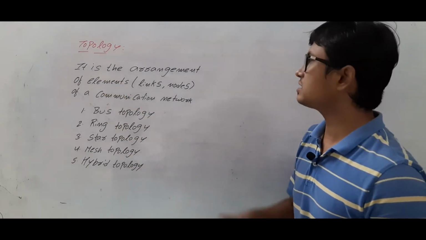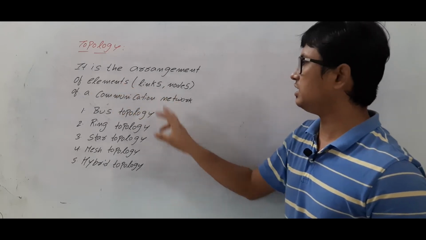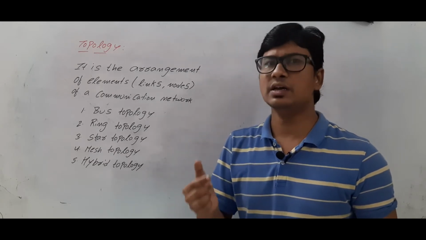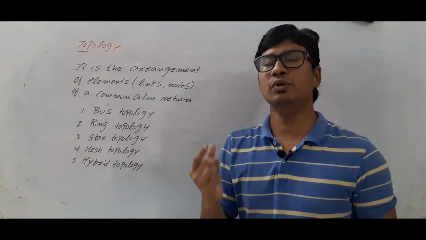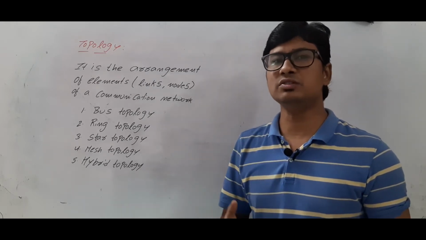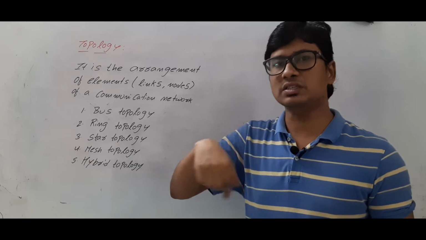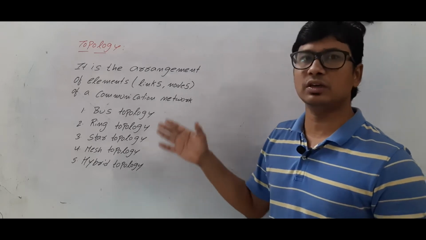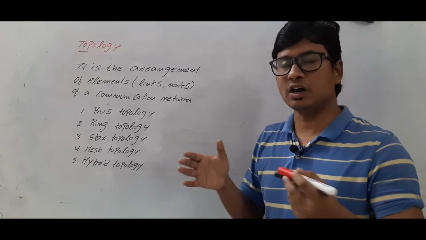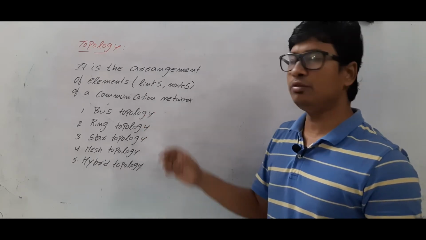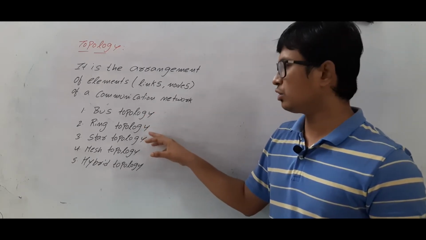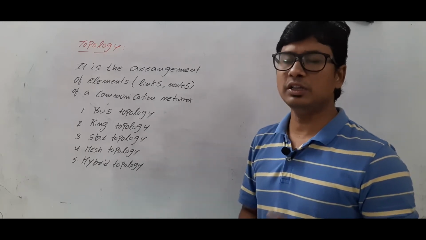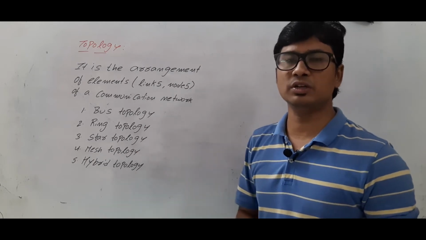Topology can be defined as the arrangement of elements such as links and nodes of a communication network. If you see any network, we will have the nodes, and between the nodes, to have communication, we will have the communication links. So the topology talks about how these network elements are connected. We have various topologies based on the arrangement of elements in the network: bus topology, ring topology, star topology, mesh topology, and hybrid topology. In this video, we will discuss all these topologies in detail.